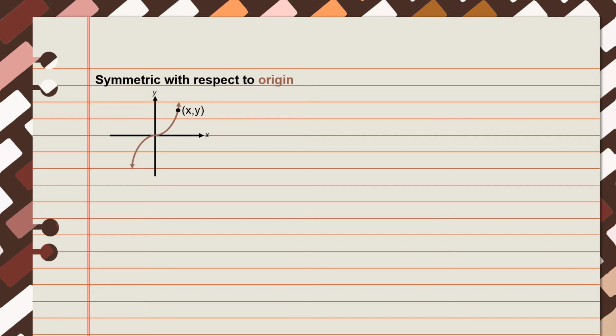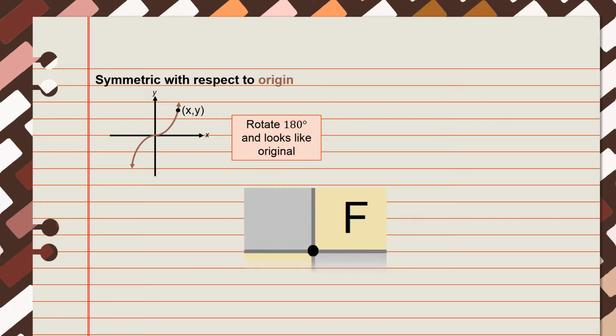So here we've got a graph that looks like a cube. Now, for it to be symmetric with respect to the origin, it means the graph would need to rotate 180 degrees and look like the original graph. So imagine this picture, this image we have right now, and if you take several points and you see its reflection across the origin, notice what values are changing.